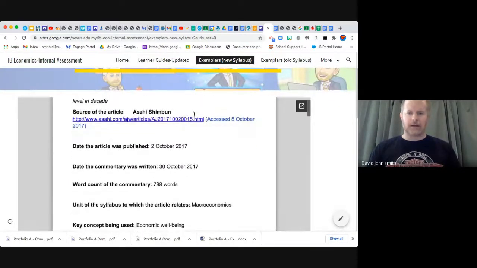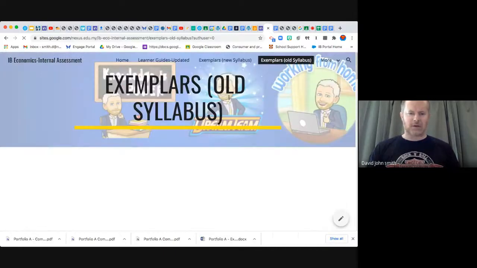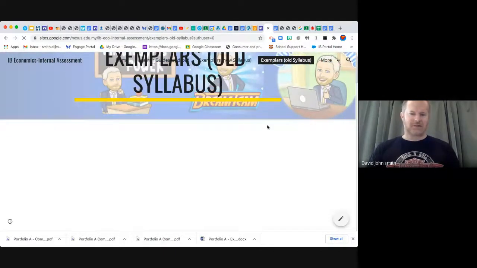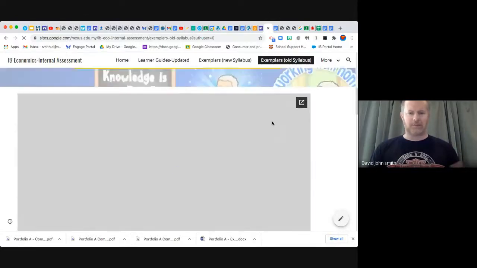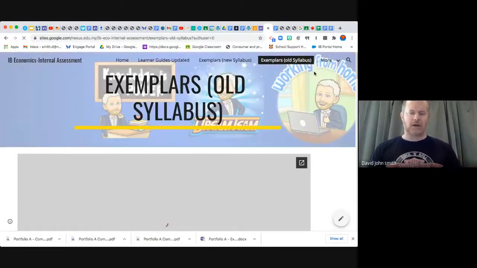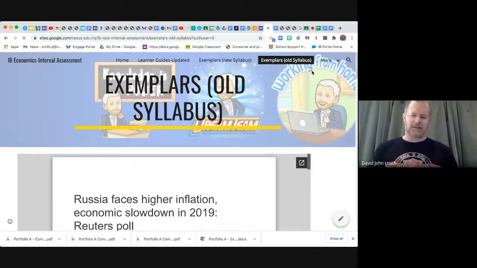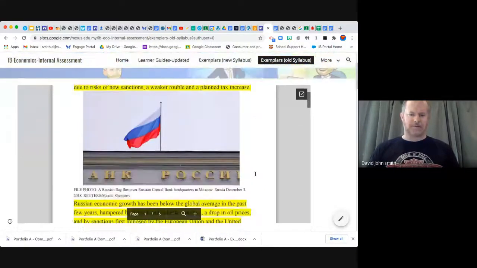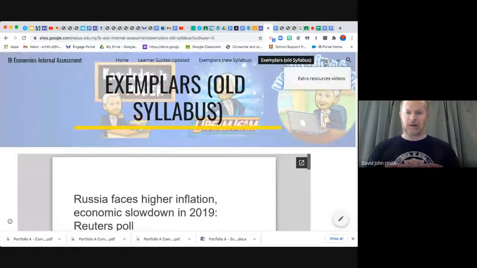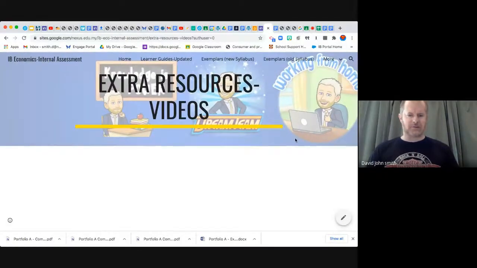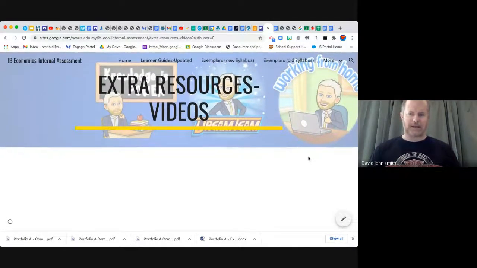Okay, I've also got exemplars from the old syllabus as well. They're there just for you to see, and you can look through those by all means to give you more inspiration. There's nothing in there that is particularly wrong necessarily, but remember, it's been applied on a different grade boundary and the like. Now I've got an extra tab here for extra resources and some videos. I haven't put anything in there yet.